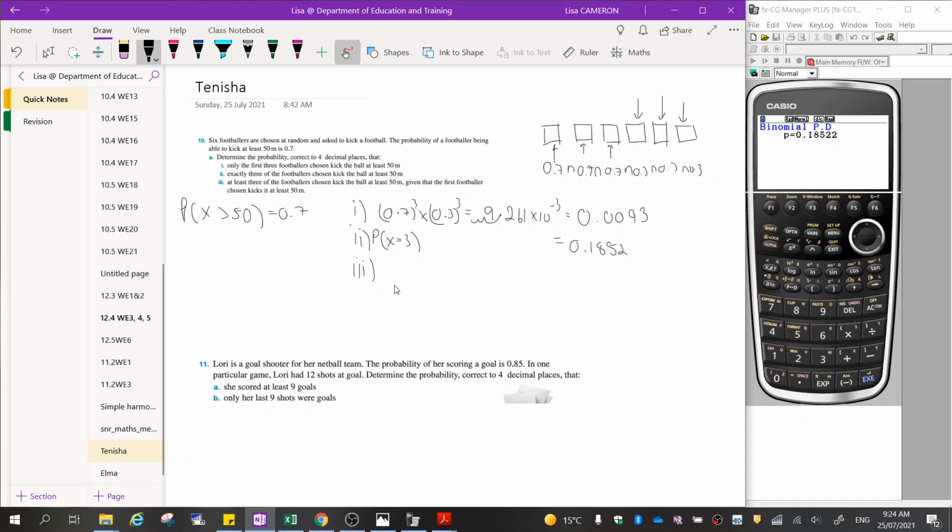Okay, at least 3 of them. At least, this is a given. So at least 3 footballers kick it correctly, which means 3 can be included, given that the first footballer chosen kicks it 50 metres.